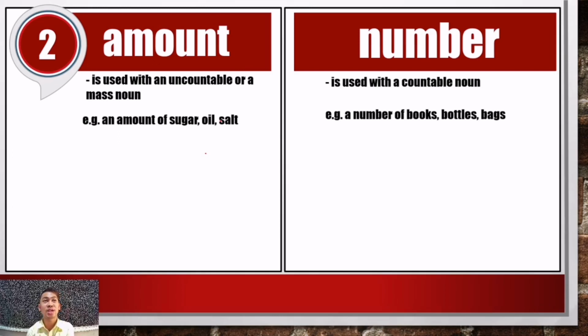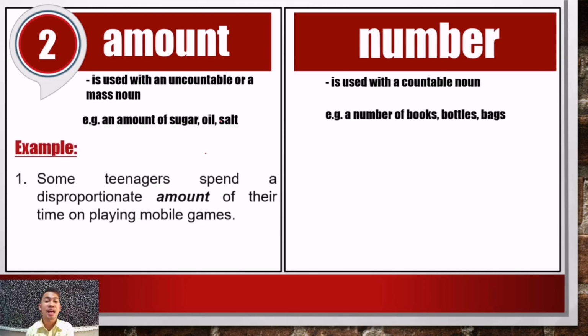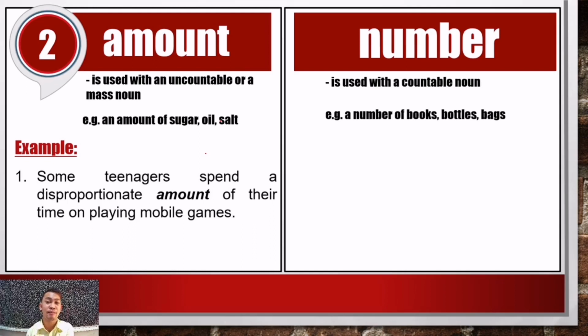So the only thing that you need to remember about the word amount, it is used if the noun that comes after it is a mass noun, hindi mabilang, and then we use number if the noun that comes after it is a countable noun. Now let us have some examples here. Some teenagers spend a disproportionate amount of their time on playing mobile games. Now, as what you can see there, the word amount is followed by the word time, which is a mass noun, which is a non-count noun.